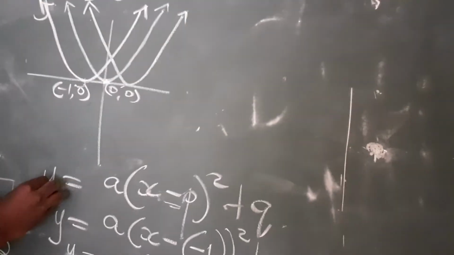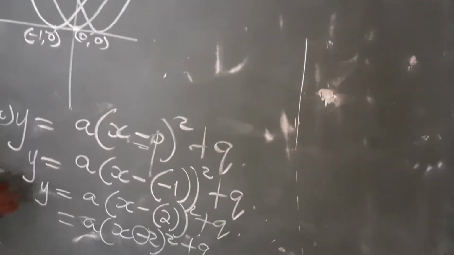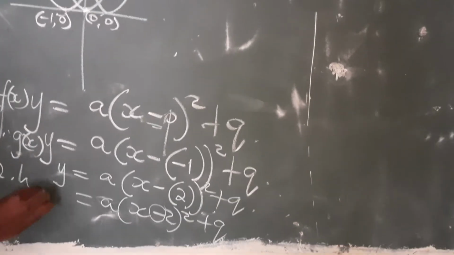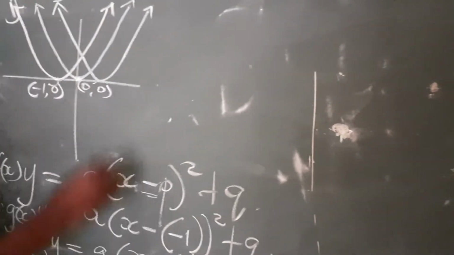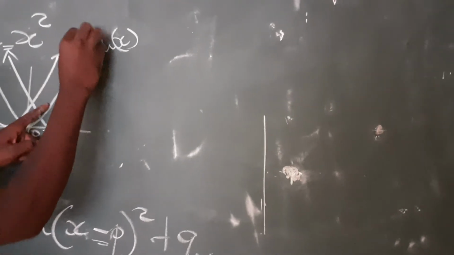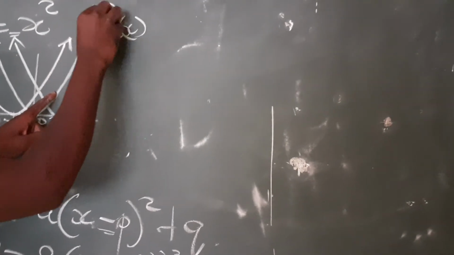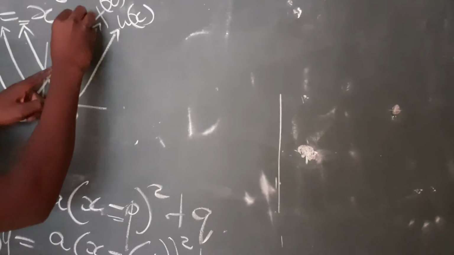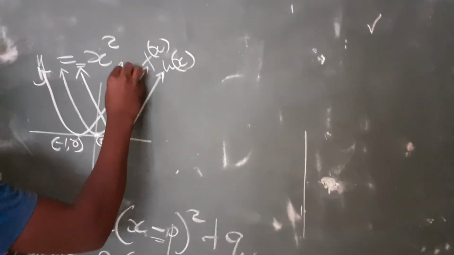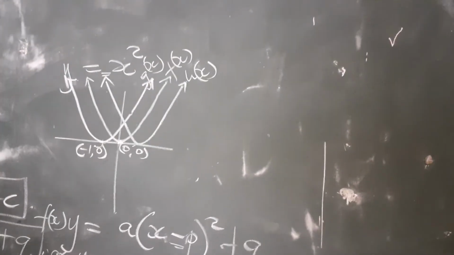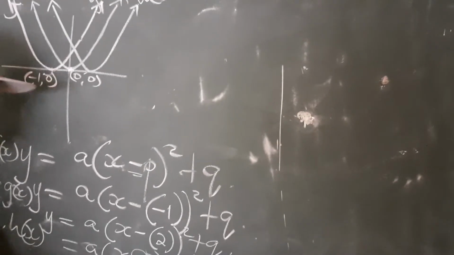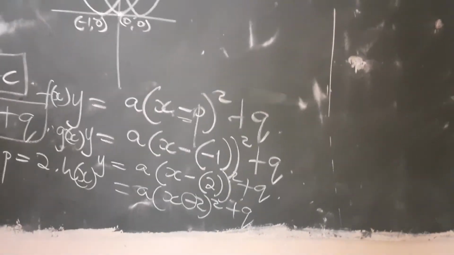Let's say this graph is f of x, this one is g of x, this one is h of x. Therefore, this one will be h of x. Whereas this one is our original, which is f of x. Whereas this one is our shift to the left by 1 unit, which was g of x. Please, these shifts are very important to you because you must conclude in each and every graph.